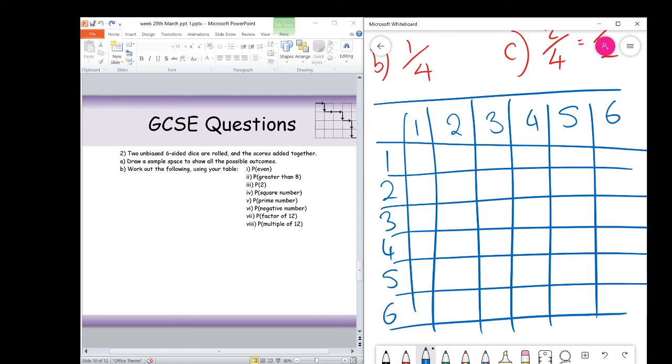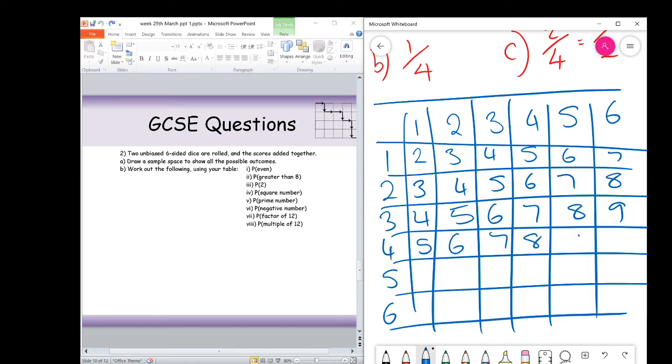So they are added together. So 2, 3, 4, 5, 6, 7. 3, 4, 5, 6, 7, 8. Can you spot the pattern? This is why I would do it in numerical order, because then you can spot patterns of how to just add them up quickly. 7, 8, 9, 10, 11, 12.